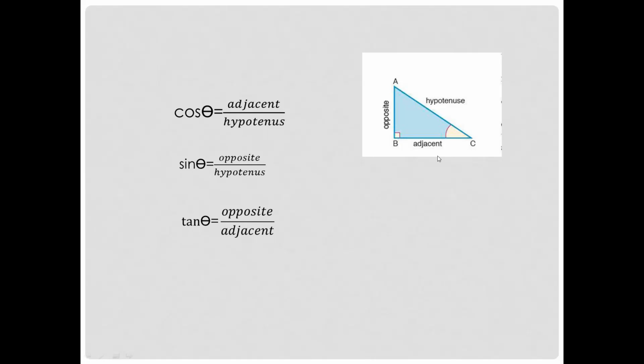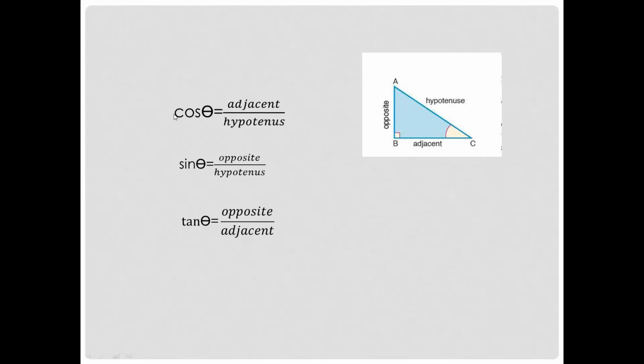So here BC is adjacent, but if we change the location of the given angle from point C to point A, then the sides called opposite and adjacent would also be changed. So if the given angle is at point A, this side AB would be adjacent, and the side BC, because it would be exactly opposite to the angle A, would be called opposite.